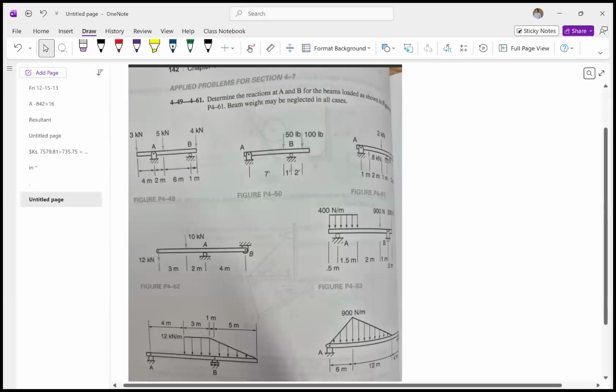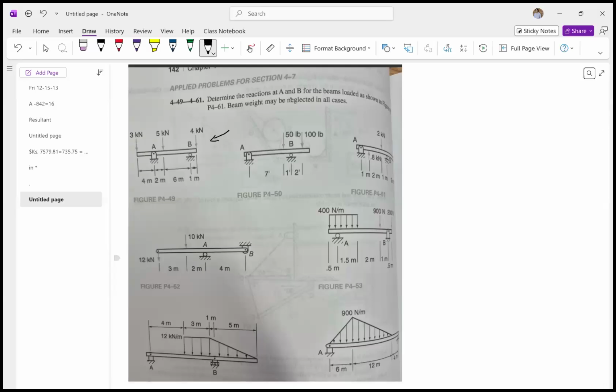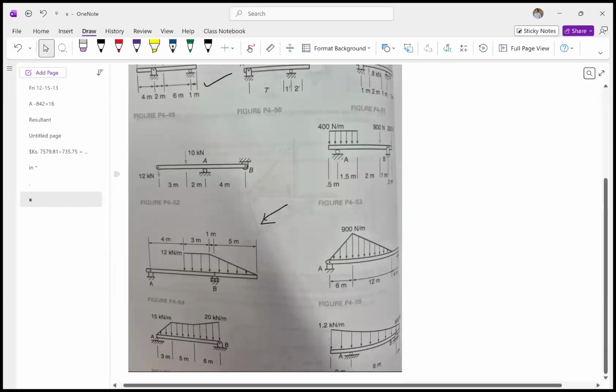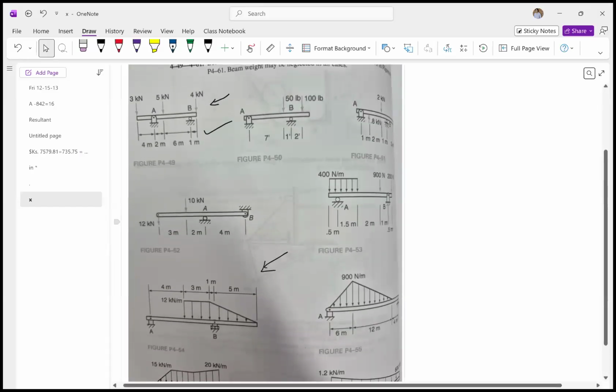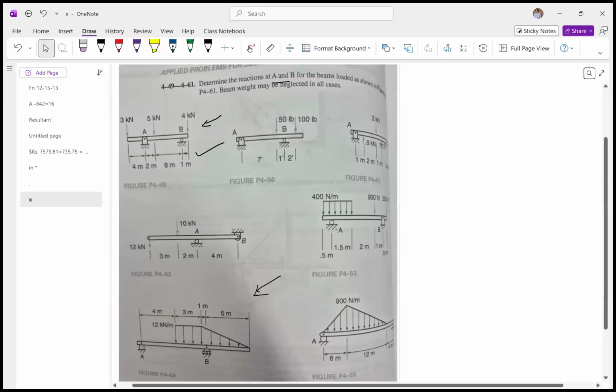Welcome back, folks. In this video lecture, I'll be talking about some more problems from chapter number 4. In this one, we are given these diagrams, and we're trying to find the reaction loads A and B. So I'm going to do this one and this one, and then I will recommend you try to do as many as you can from this, just as practice. So let's start with example 4.49.